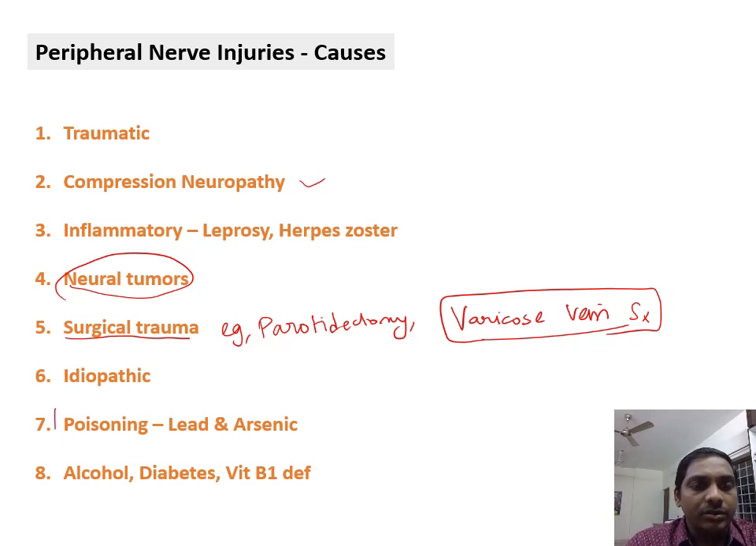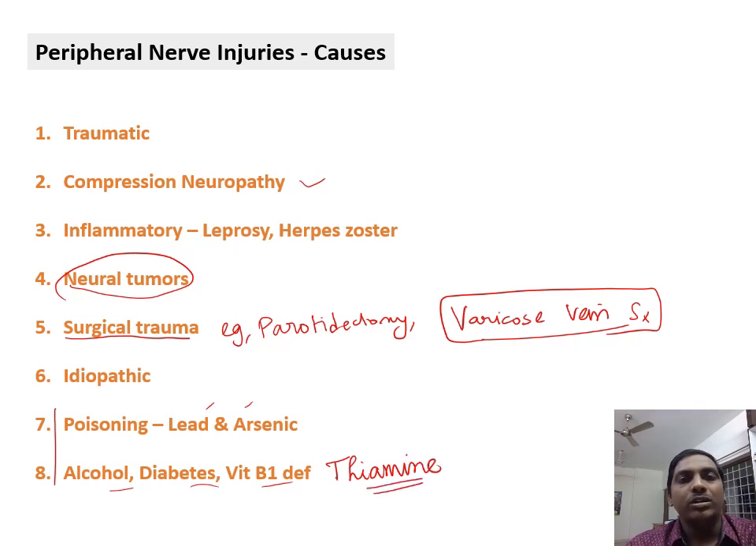There are also systemic causes like lead and arsenic poisoning, alcohol, diabetes, and vitamin B1, that is thiamine, deficiency. All these are common causes, but the most important ones we are worried about are traumatic and compressive neuropathy and surgical traumas. Surgical traumas can be prevented. Traumatic and compression neuropathy can be treated.